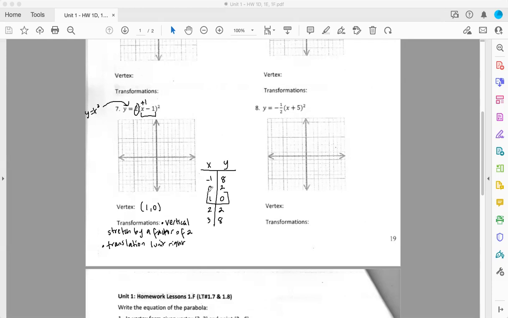And you're going to get, guaranteed, a 2 and an 8. Because the vertex is in the middle. Careful, not any other point. Because the vertex is in the center. This is always going to be the center of your 5-point table. So let's graph it. Let's plot these points. 1, 0, that's 1 to the right and 0 up.